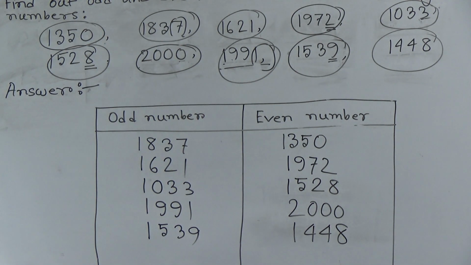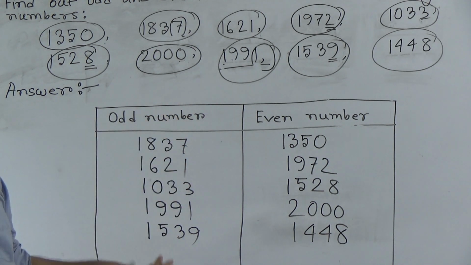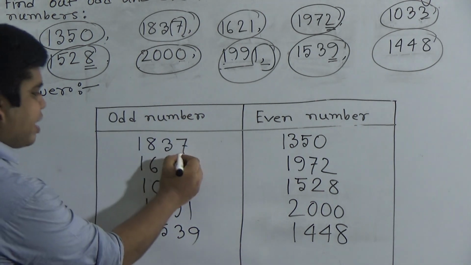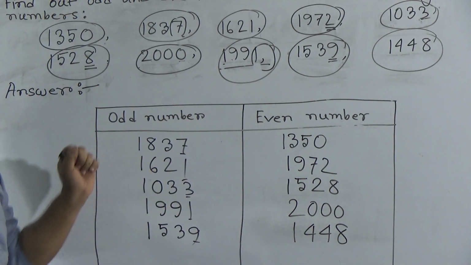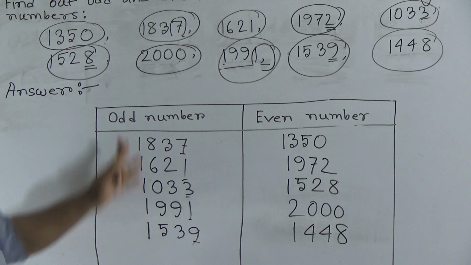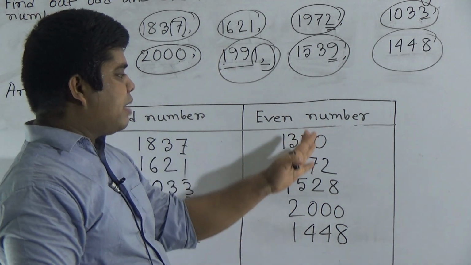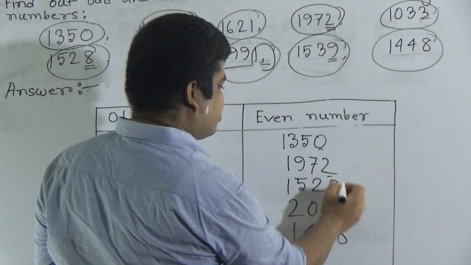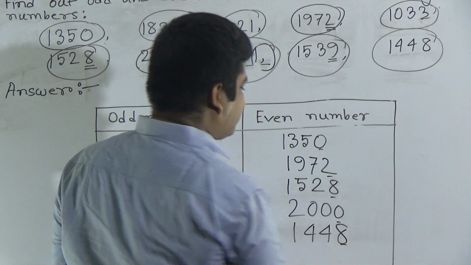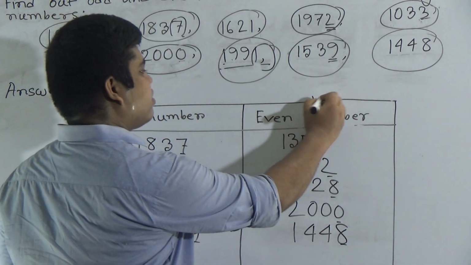Next we shall check whether our answer is right or wrong. This is an odd number, so its ones place number must be an odd number. Here 7, 1, 3, 1, 9, all the notations are odd numbers. So this one is correct, that means the odd numbers are correct. And we shall check our even numbers, that means we check only its ones place number. Here 0, 2, 8, 0, 8. So all the notations are even numbers. So this one is also correct.